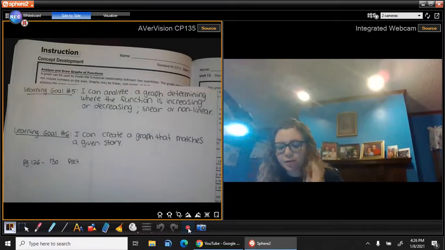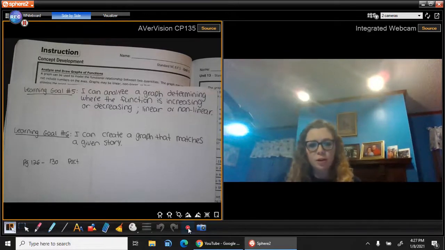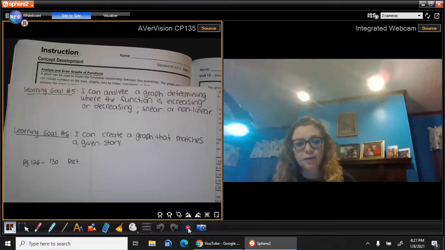Okay, so there are two learning goals. One, I can analyze a graph, determining whether the function is increasing or decreasing, and if it's linear or non-linear. So we're going to look at a graph and you're going to tell me where on the graph it's increasing, and if it's linear or non-linear. And we talked about linear and non-linear yesterday. And then the fun part of this lesson is goal number 6. I can create a graph that matches a given story. So we're going to talk about both of those today.